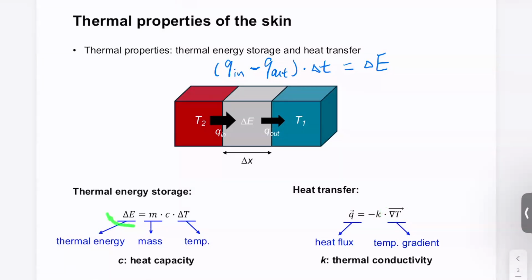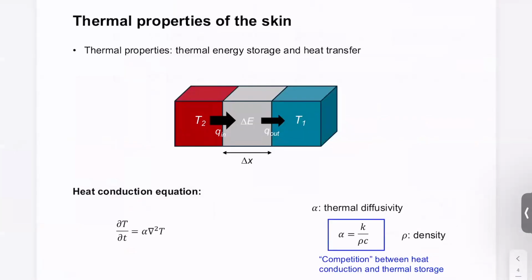If we plug these two equations into conservation of energy, you are going to get a unified equation, which is your heat conduction equation. This tells you how temperature changes with respect to time. You will see partial T over partial t equals alpha Laplacian of T. Here alpha is your thermal diffusivity. Alpha equals K over rho C, where K is thermal conductivity, rho is density, and C is heat capacity.